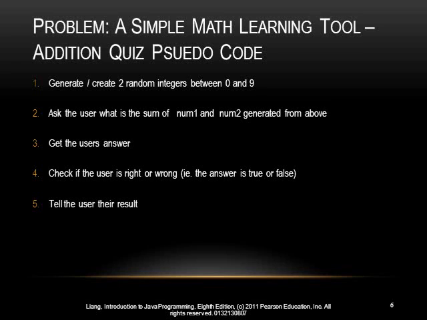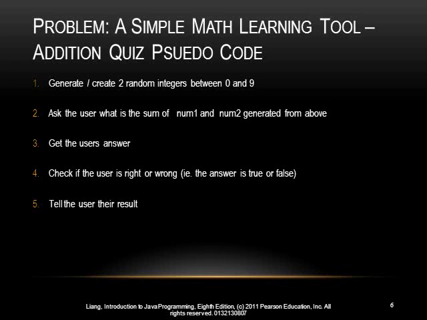Okay, we've been given this task to write an arithmetic addition quiz or practice program for, we'll say, first or second graders. So the idea is that we want our program to generate 2 random numbers to start, and then we'll ask the user somehow what is the sum of these 2 numbers.